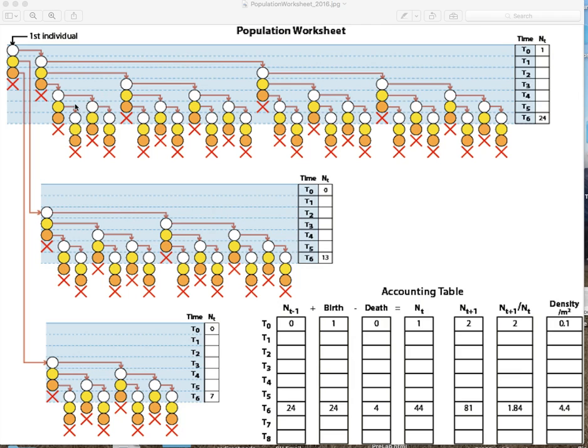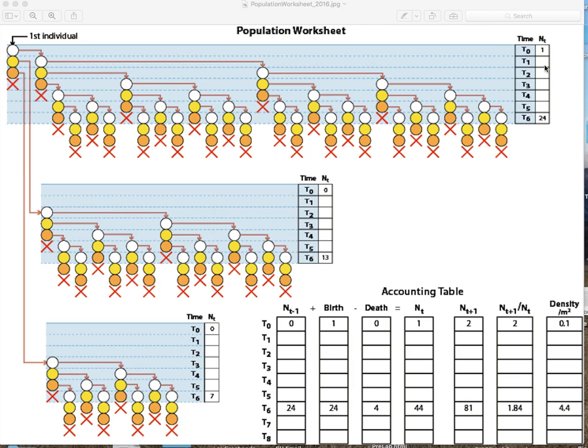As you go down, you'll notice some of these rows start showing these X's. For example, at T3, our first individual dies. We have a death here, so we wouldn't count that as an individual being present. So the population size at that point would be 1, 2, 3, 4, and we put that number in here. Again, we have 4 individuals that are living and 1 death here. You would do the same for this group of individuals and the same for this group of individuals.